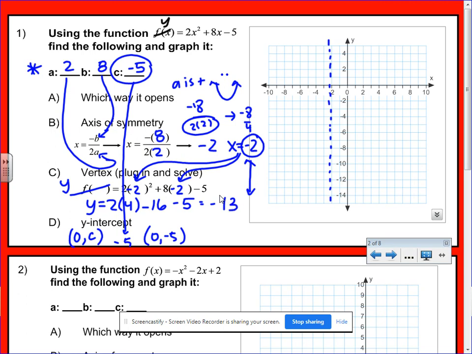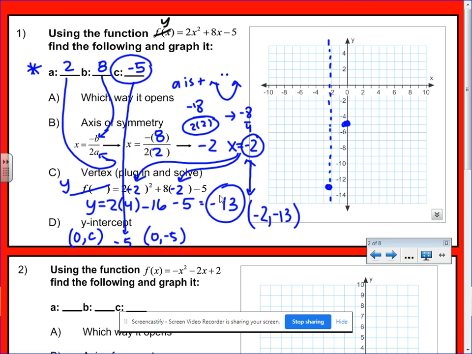Good Lord. All right, so are you confused yet? I am. Anyway, my point is negative 2, negative 13. Negative 2, negative 13. Right there. Then on 0, negative 5, that's my y-intercept. So the reason why I knew I was wrong before I did it is because this negative 5 right here is my y-intercept, right? And I use this to draw my parabola.